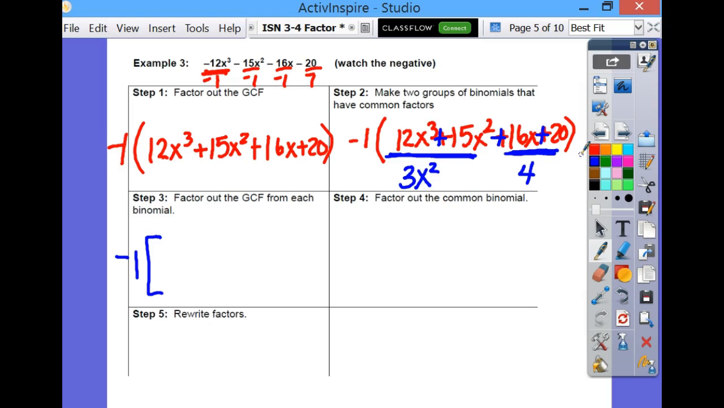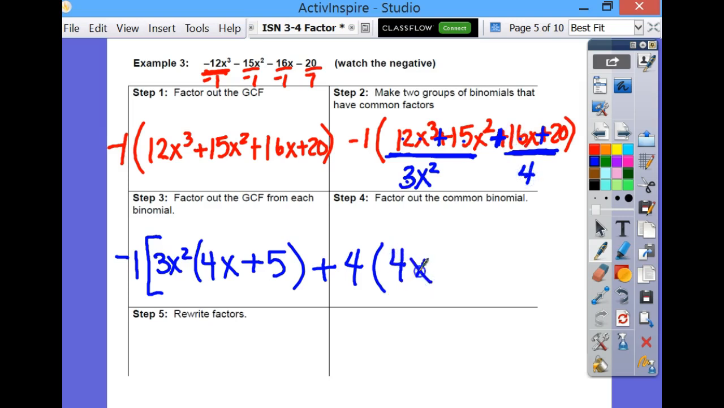When I factor out a 3x squared, 12 divided by 3 is 4. X to the third divided by x squared would just make an x. 15 divided by 3 is 5. And the x squareds cancel out. I'm just going to keep writing through this next square because I don't have enough room to fit it all in there. And so this is going to be a positive 4 I'm going to factor out. 16 divided by 4 is 4. 20 divided by 4 is 5.